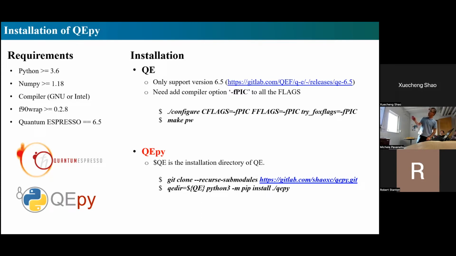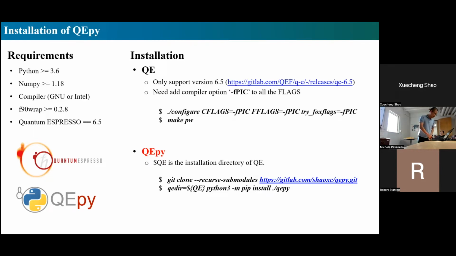Okay, so back to the installation. We already prepared the makefile, so it's easy to install. The requirement is Python 3.6. That's because from Python 3.6 many things changed, but after that, not much is different.